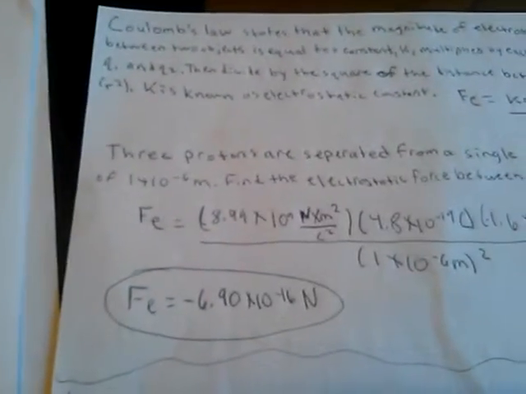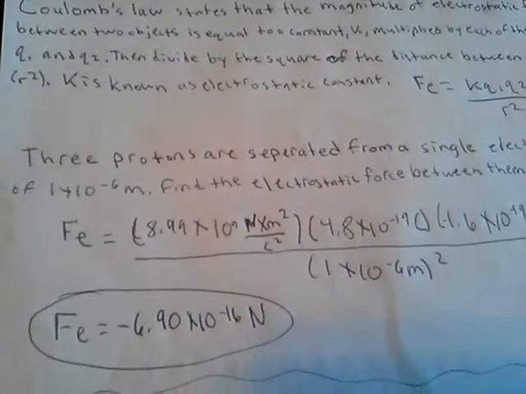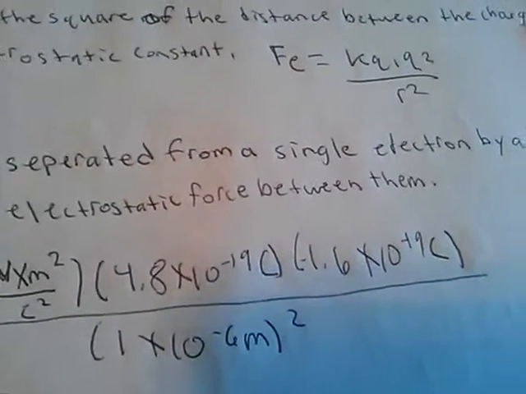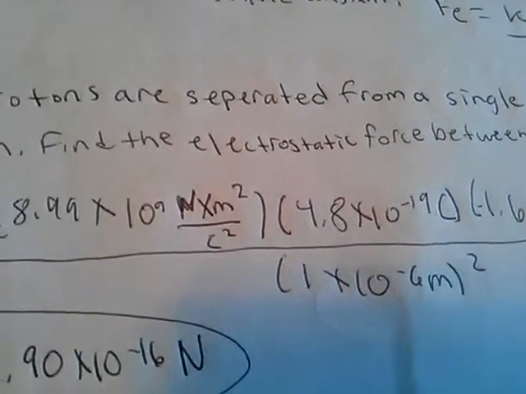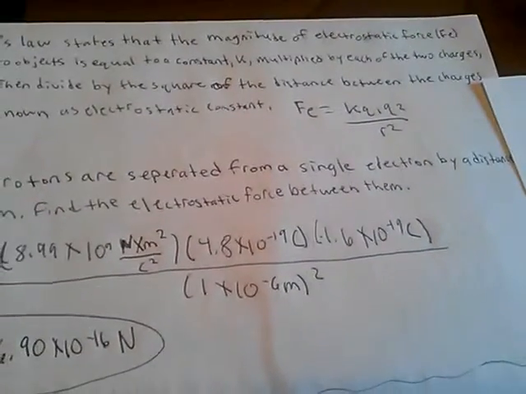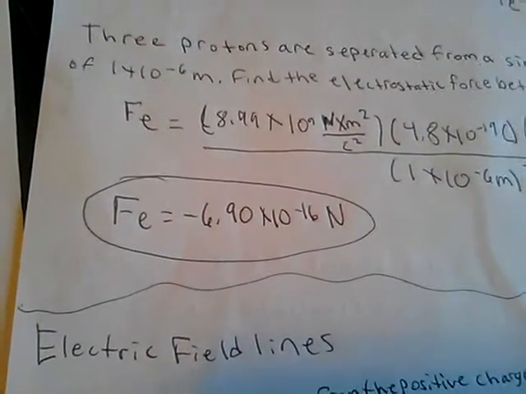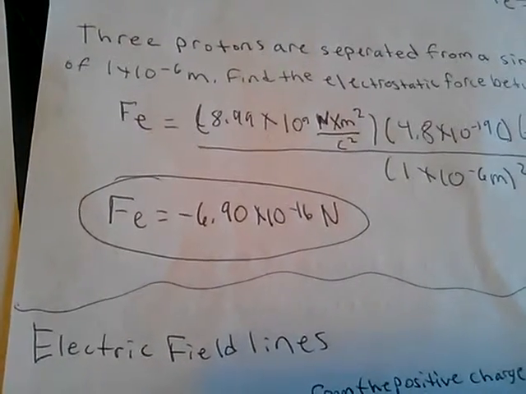And then you get 4.8 by realizing that there's 3 protons, and as I'm going to show below, 1.6 times 10 to the negative 19th is the 1 elementary charge. So each proton will have an elementary charge, and since it's 1 electron, it's negative 1 elementary charge, and then it's 3 times 1 positive elementary charge, which gives you 4.8 times 10 to the negative 19 coulombs. And then on the bottom, the distance is given. Once you go through this, you get Fe equals negative 6.9 times 10 to the negative 16 newtons.